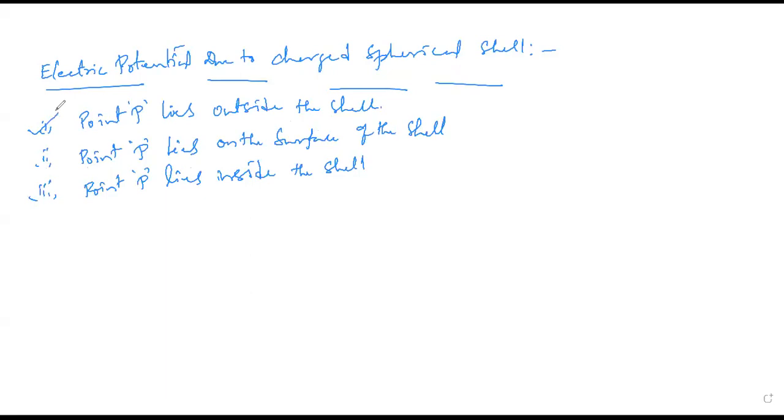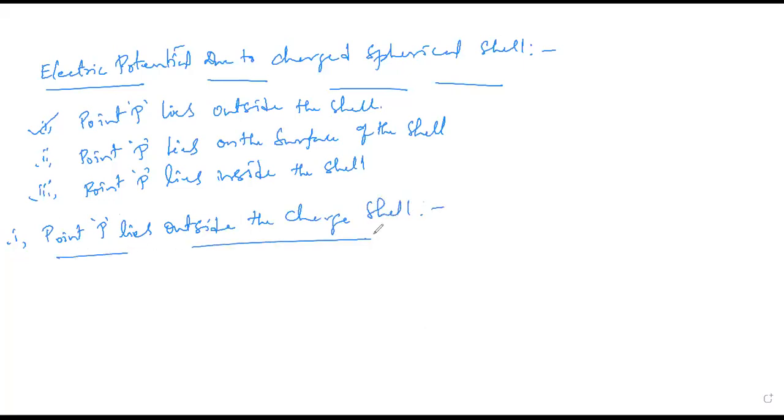So this is fine. Now I'm going to draw the diagram and we'll see. First put the heading, first one, everyone. We are going to work for when the point P lies outside the charged shell. So now we are going to extract the electric potential due to the charged shell when the point lies outside. For this, again, we have to consider a spherical charged shell.